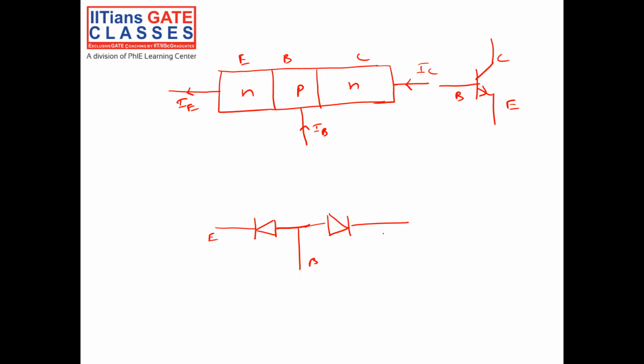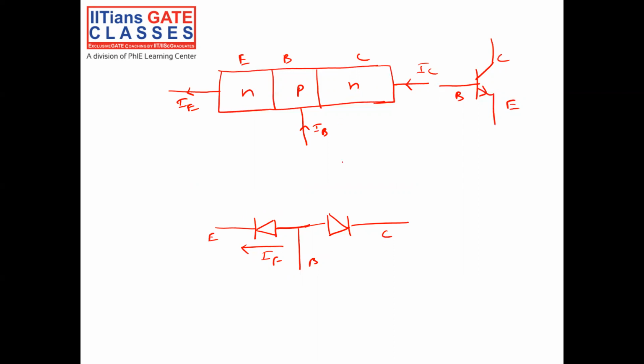Mind you, the BJT is not a back-to-back connected diode. It has something more, which is explained by this model. Whenever you forward bias the emitter to base junction, the current will flow like this. Let the current be denoted by IF. If the BJT were simply a back-to-back connected diode, there would not have been any effect of the current IF in the base to collector junction.